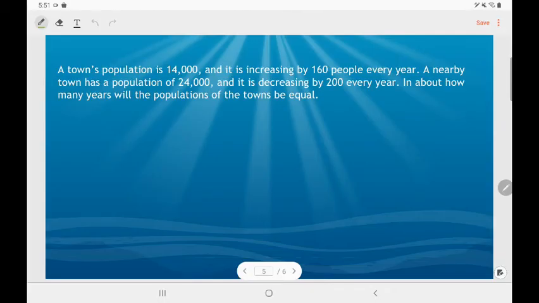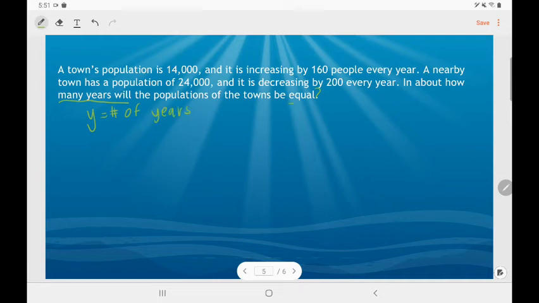A town's population is 14,000 and it is increasing by 160 people every year. A nearby town has a population of 24,000 and is decreasing by 200 every year. In about how many years will the populations be equal? So, what is my question? What is it that I want to know? I want to know how many years. So my variable in this problem is going to be y is equal to number of years. That's what I'm looking for.